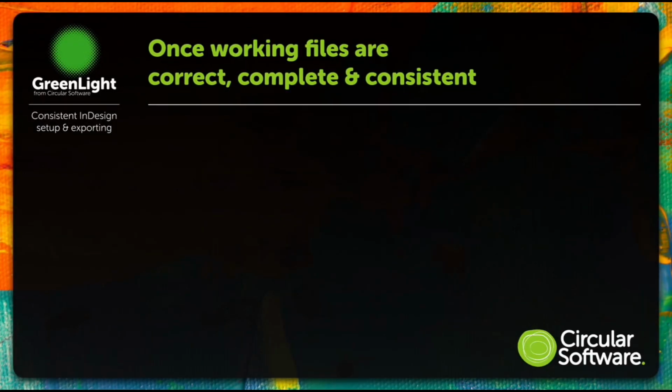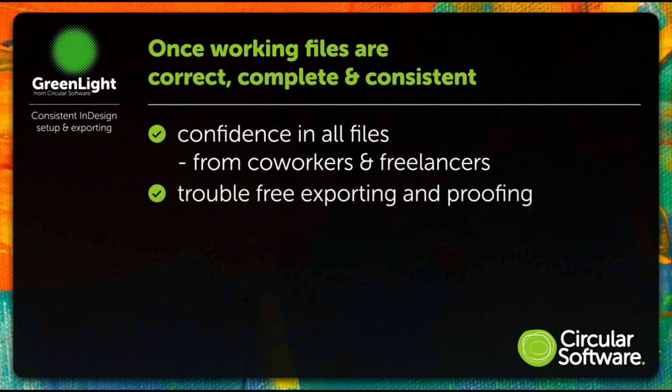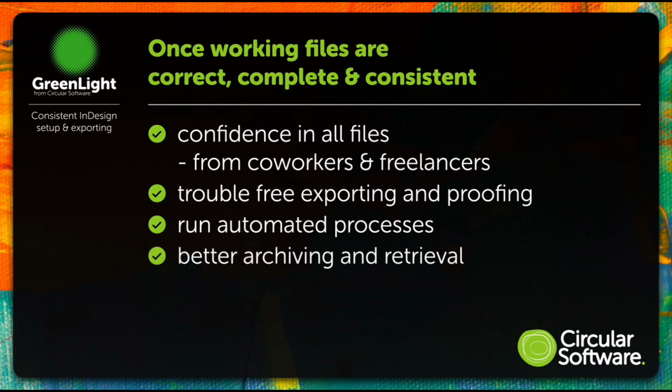And with our files created in a correct, complete and consistent way, we have the confidence that everything in our workflow, all the files from our co-workers or from external freelancers or packages, were all made in the way that we expect. It means we get a lot less trouble when we're exporting, and GreenLight can handle automatic exporting too. And for other automated processes, once you have a consistent setup of your files, you can do a lot of clever and time-saving stuff. And because we know and can prepare files for archive, then we can find them later.